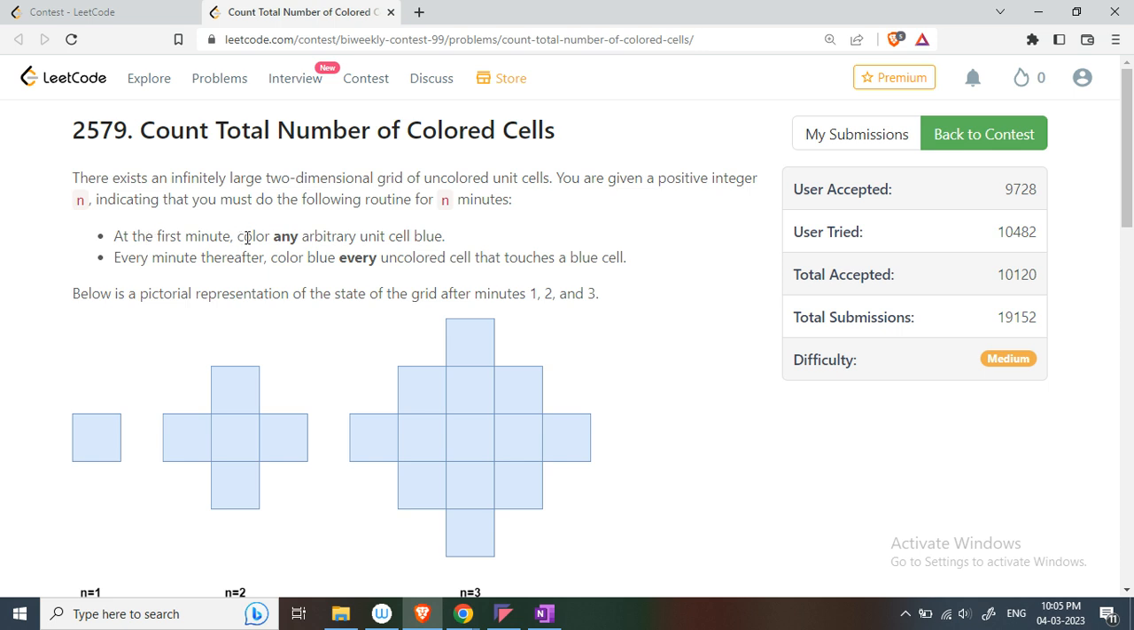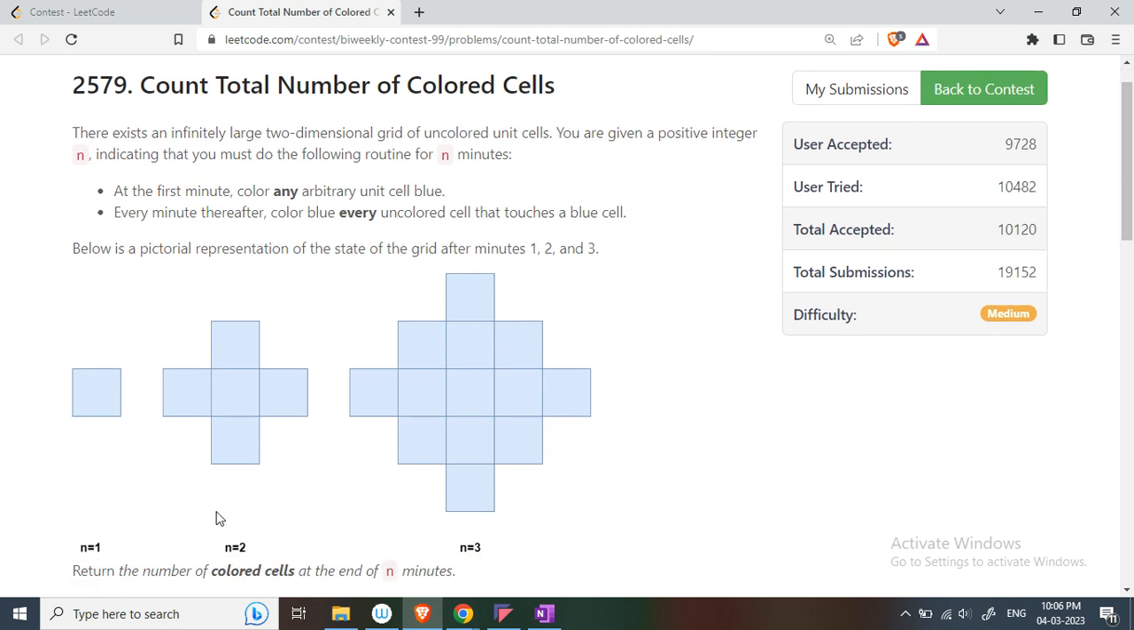At the first minute, color any arbitrary unit cell blue. So as you can see, n equal to 1 depicts the first minute. We have to color any cell blue, and every minute thereafter color blue every uncolored cell that touches a blue cell. Below is the pictorial representation of the grid after 1 to 3 minutes.